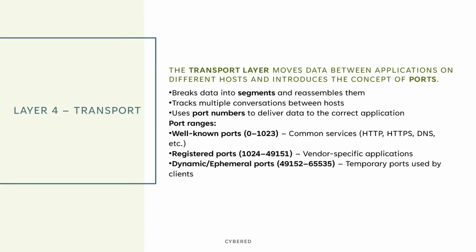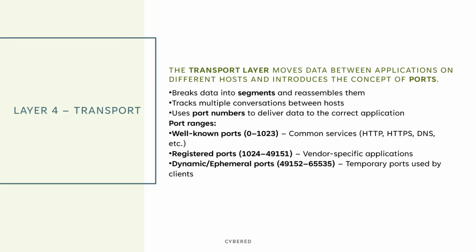Layer 4, transport. The transport layer moves data between applications on different hosts and introduces the concept of ports. It breaks data into segments and reassembles them, tracks multiple conversations between hosts, and uses port numbers to deliver data to the correct application. Well-known ports are 0 to 1023, for common services like HTTP, HTTPS, DNS, etc. The registered ports are 1024 to 49,151, and these are vendor-specific applications.